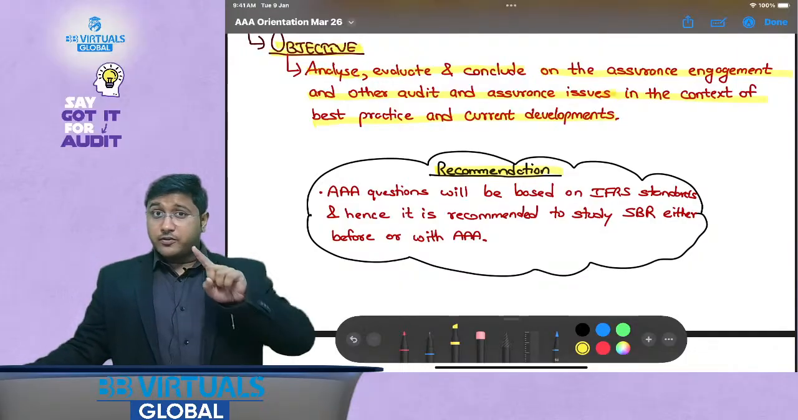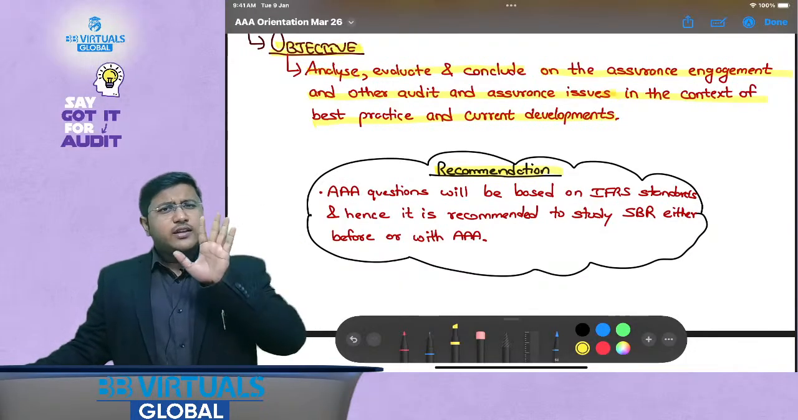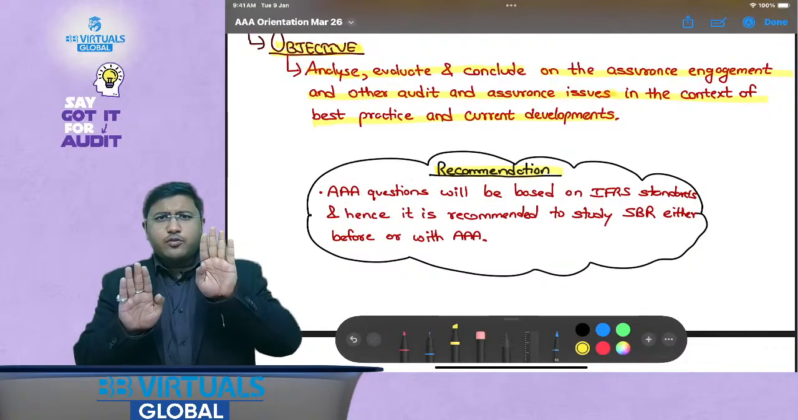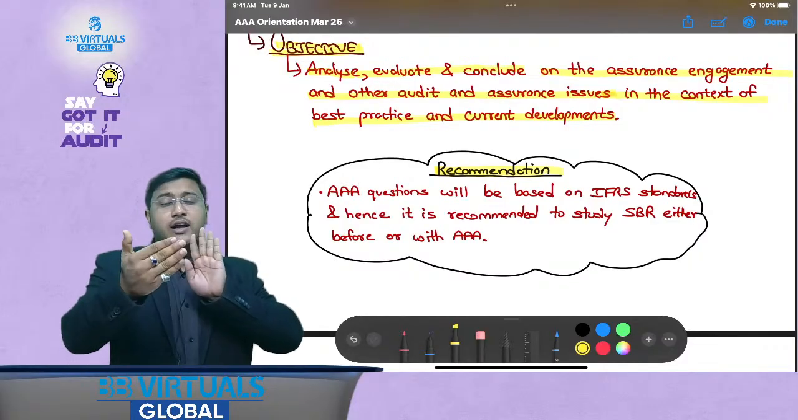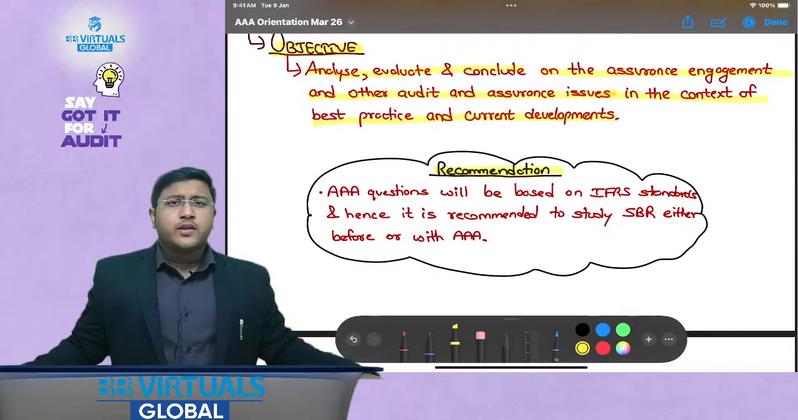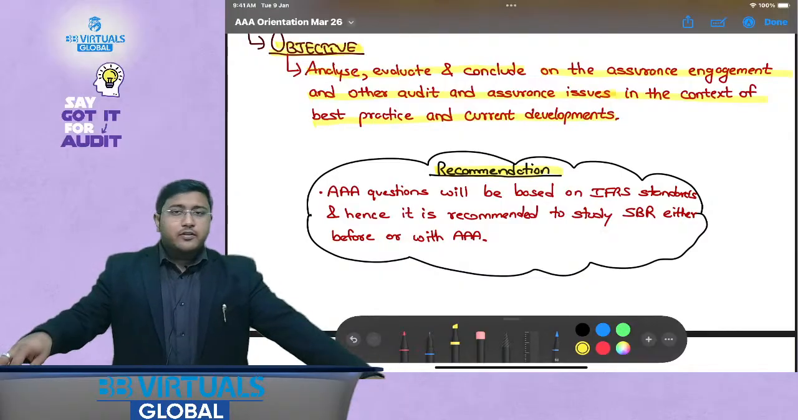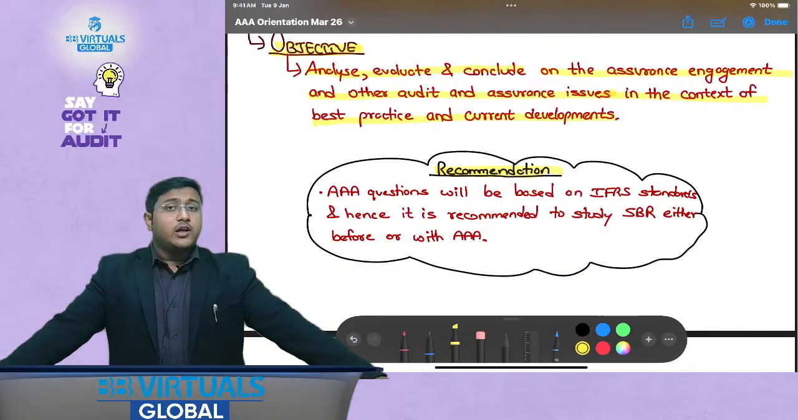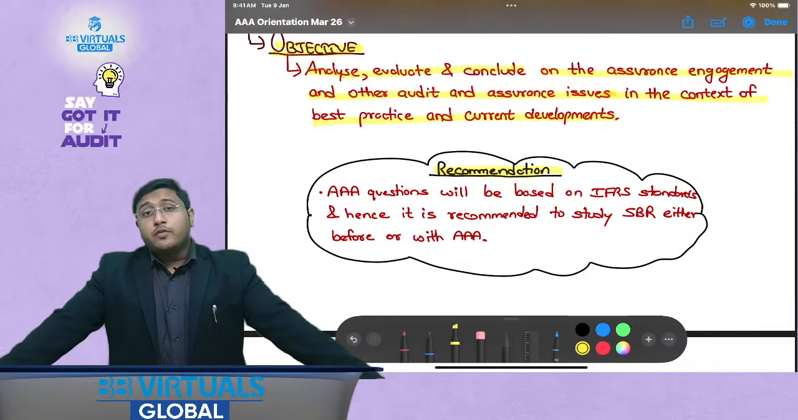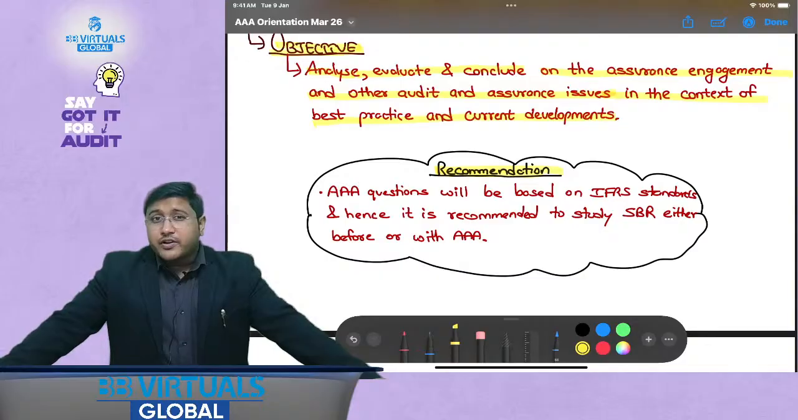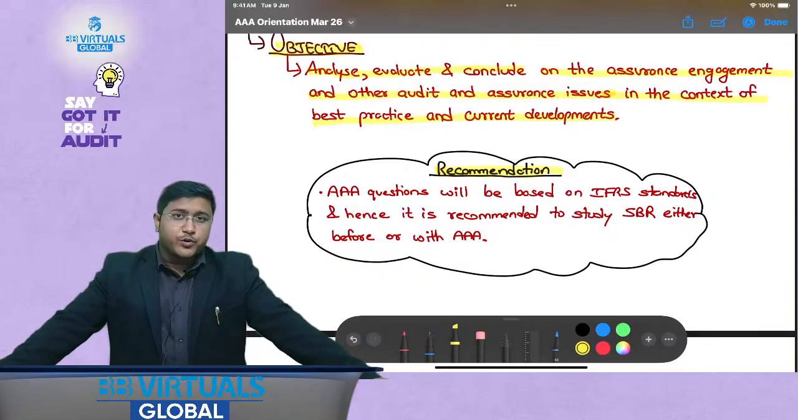That is, if you are appearing for SBR, then you should place AAA either with SBR or immediately after the SBR. Now why am I saying that? Because whenever we discuss AAA as a subject, whenever you try to answer any question of this subject, you will always see that there might be some references to your IFRS and IAS, which is definitely covered in the SBR syllabus.